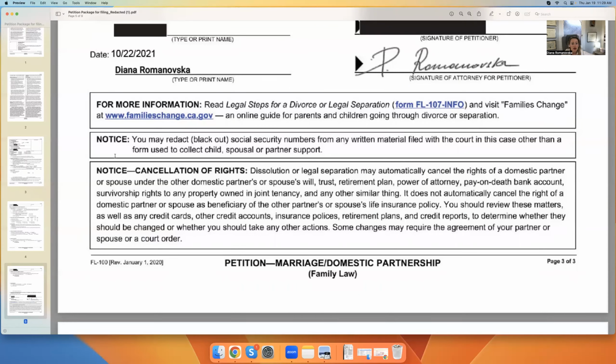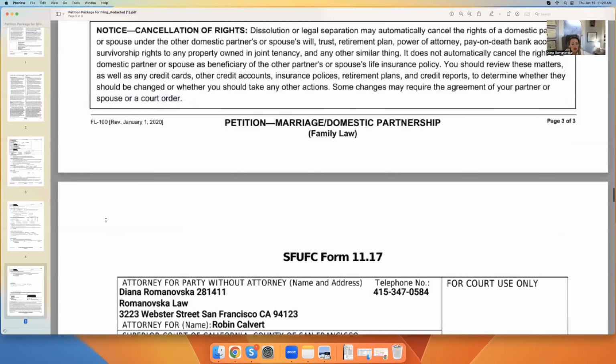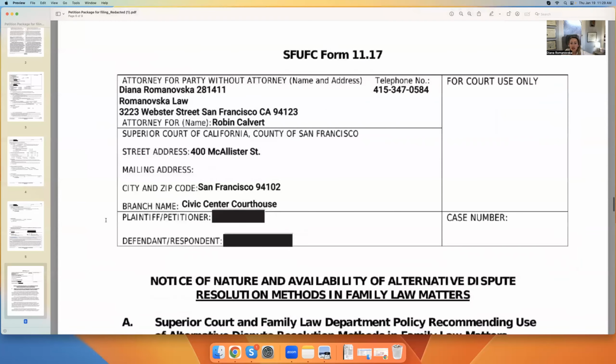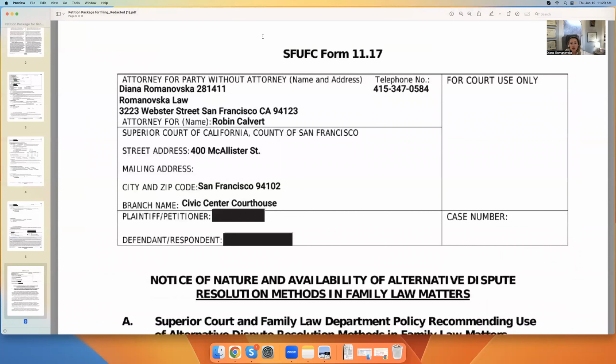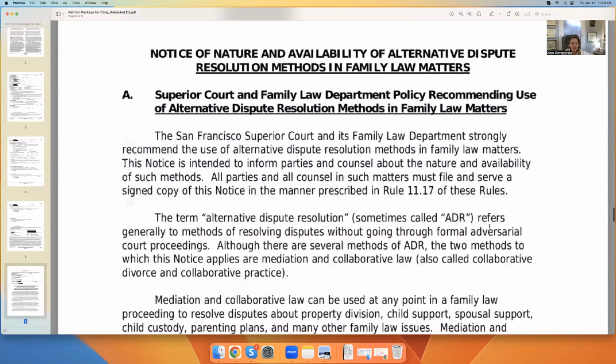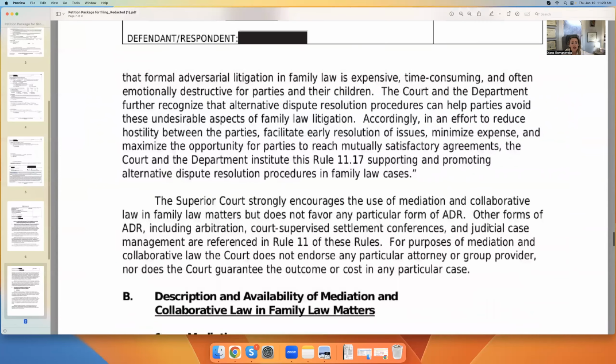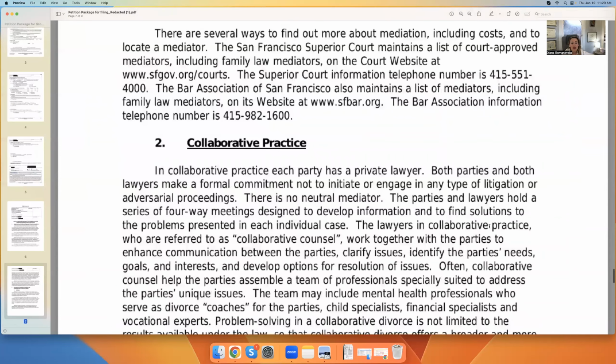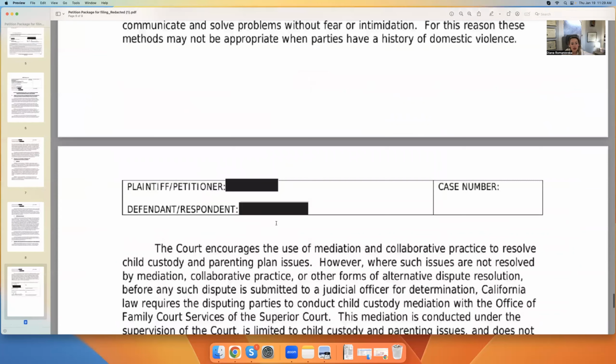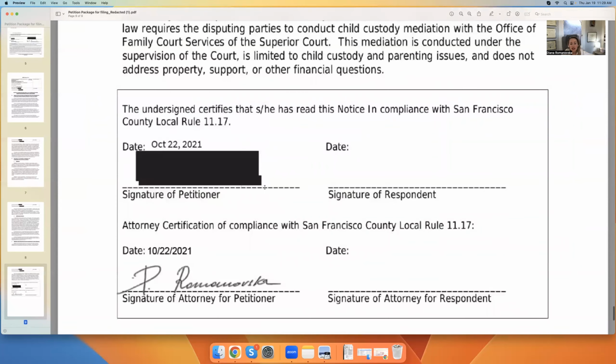Okay. So scrolling down, San Francisco and San Mateo have an additional form called SFUFC form 11.17. You fill it out the same way you filled out before. Case number will be assigned later. Then you read all of this and make sure to fill out these tabs, and then you sign. Basically, it says that you have to acknowledge that you need to arbitrate before going into trial.